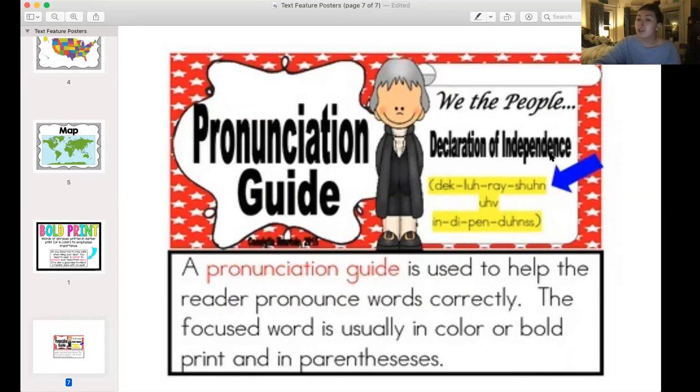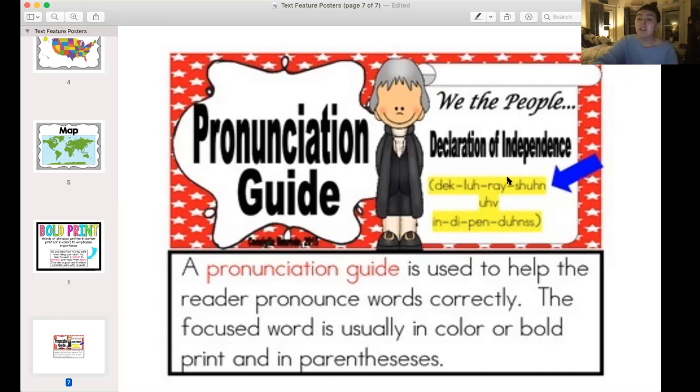So if that was a really tricky word and you couldn't sound it out, they would have a pronunciation guide. So it would say "Declaration of Independence." So you would be able to use the pronunciation guide to help you read harder words.